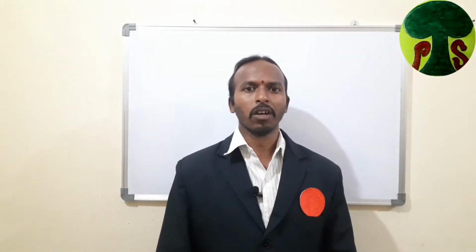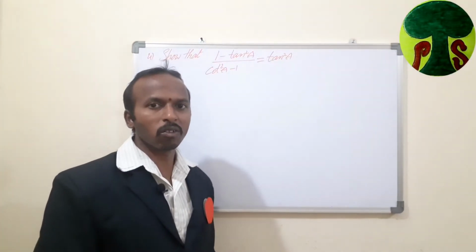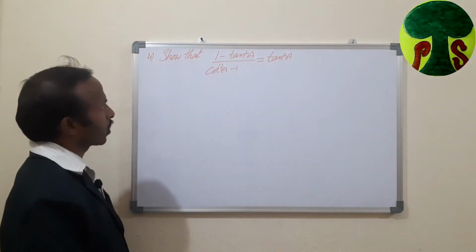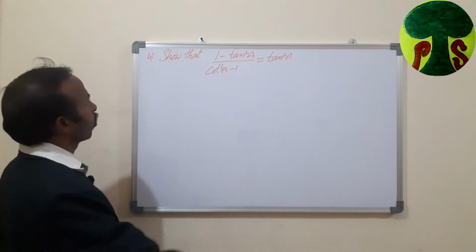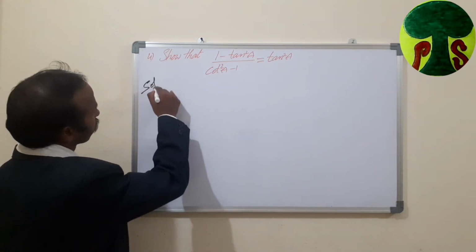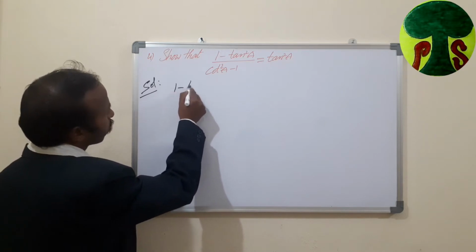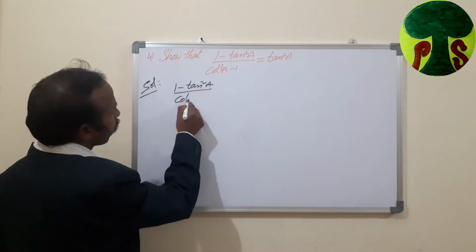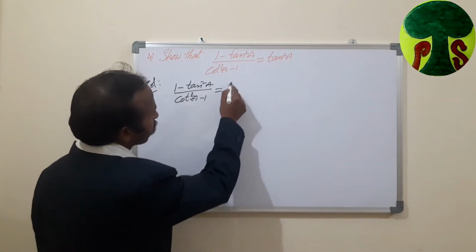Trigonometry 11.4. It is a continuation of the previous video. Now we'll solve another question. It is on the board. Show that (1 minus tan square A) by (cot square A minus 1) equals tan square A. Let's see the solution. The given data is (1 minus tan square A) by (cot square A minus 1) equals tan square A.